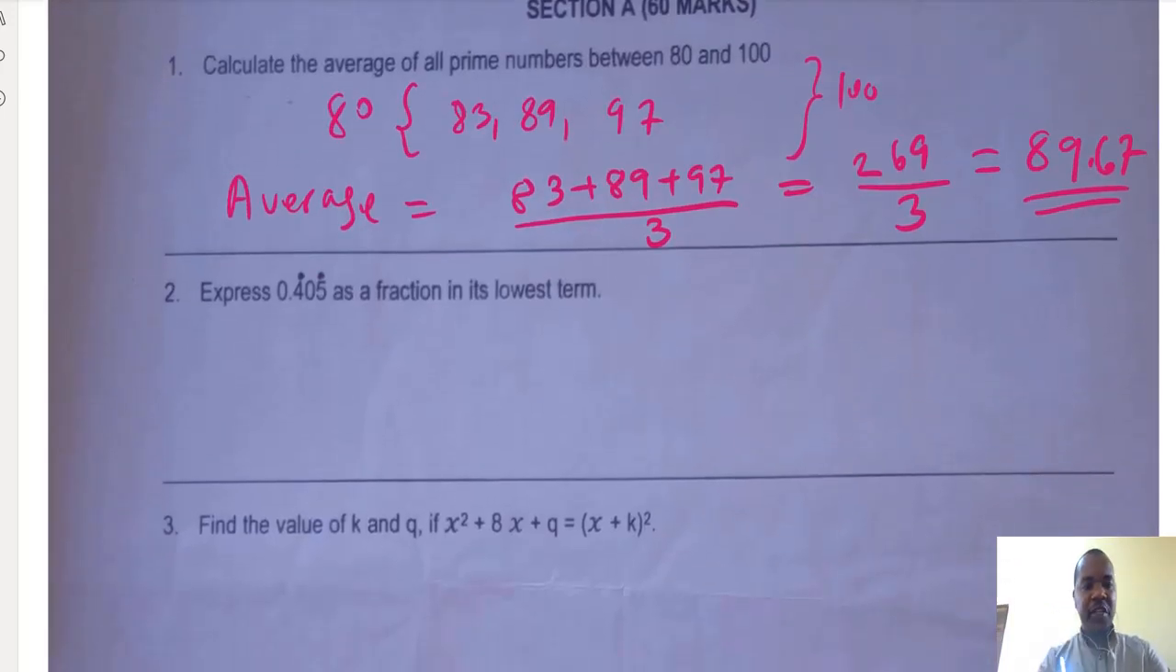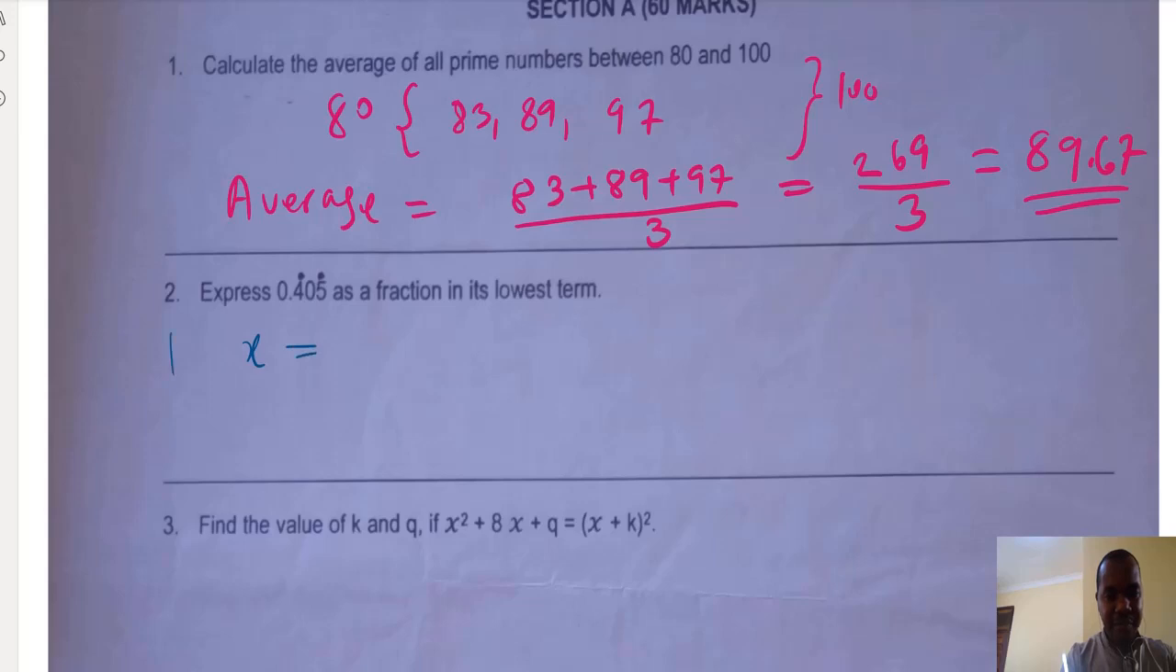Question number 2: express 0.405 repeating as a fraction in its lowest term. This is a repeating decimal, so let x be 0.405 repeating. To eliminate those three decimal places, you multiply by 1000. So 1000x will be equal to 405.405. Mind you, these are repeating.